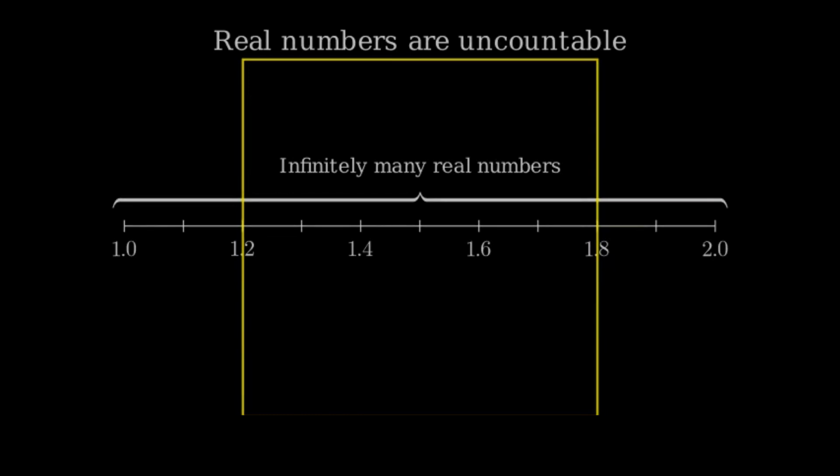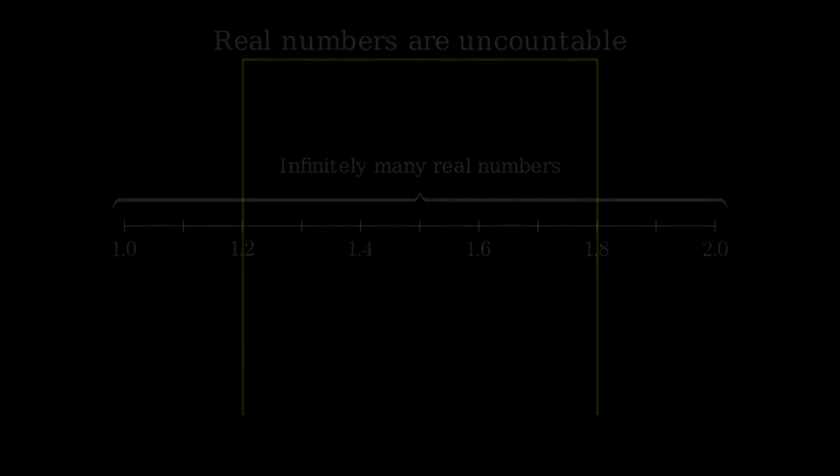The real numbers are uncountable. Unlike the natural numbers, which we can count one by one, the real numbers cannot be put into a one-to-one correspondence with the natural numbers. This means there are more real numbers than there are natural numbers, even though both sets are infinite.